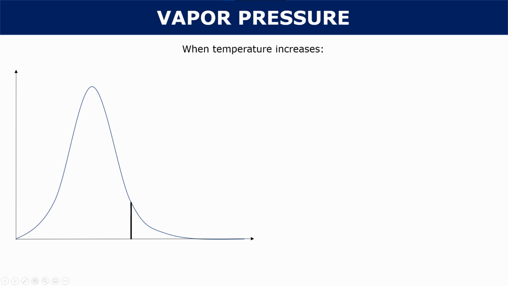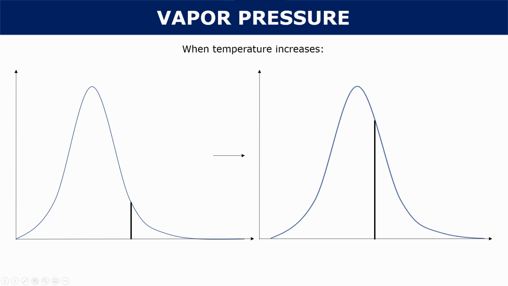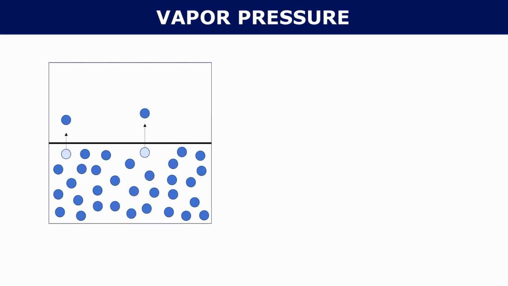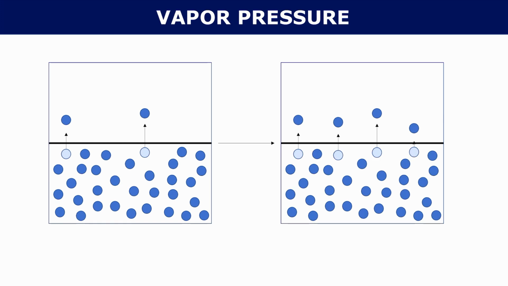And so if you were to increase the temperature, what would happen is that the average kinetic energy would change. The threshold would stay at the same position. It's just that the average kinetic energy that every molecule has increased, so more molecules have hit the threshold. And so you have more and more of these liquid molecules turning into gases, and you have this vapor on the top.